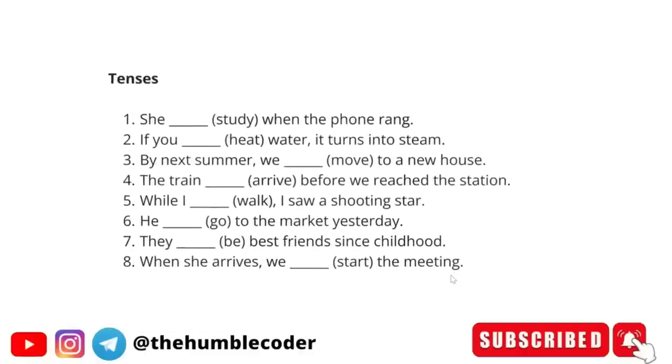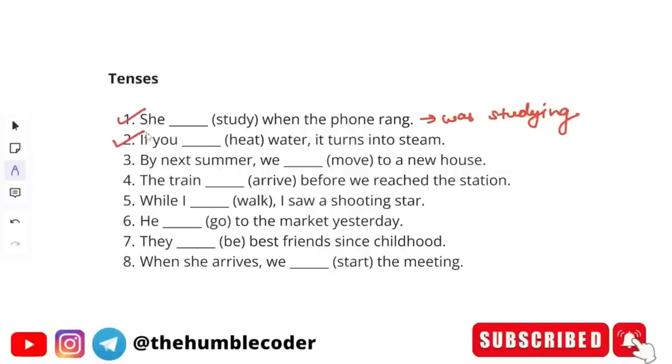Let's now move on to the next set of questions. These are also fill in the blanks based questions. What we need to do is fill in the blanks based on the correct tenses. Let's see the first question that we have here. She studied when the phone rang. The correct answer will be: she was studying when the phone rang.